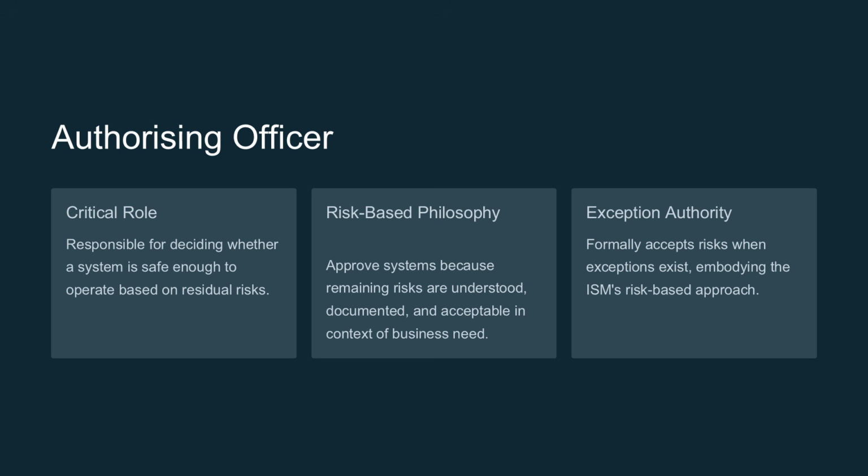You do not approve systems because they are perfect. You approve them because the remaining risks are understood, documented, and acceptable in the context of business need. When exceptions exist, it is the authorizing officer who formally accepts those risks.